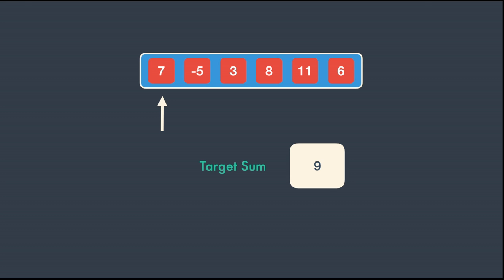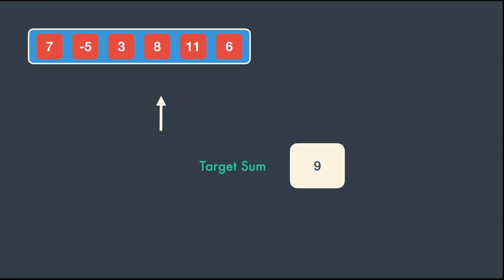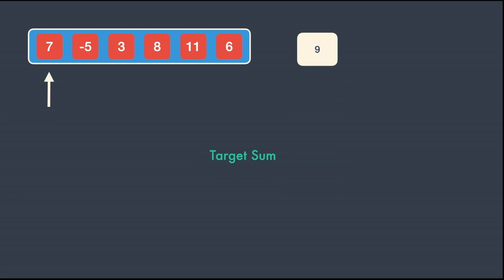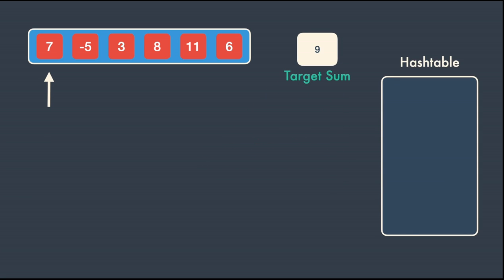So perhaps we can write a faster algorithm that will find pairs that sum up to 9 in linear time. The algorithm makes use of hash tables as we scan over the array and check to see if the target sum minus the current element exists in the hash table. We only need to loop through the array once, and this is going to allow us to access the hash table in constant time. So let's have a hash table on the right side here.